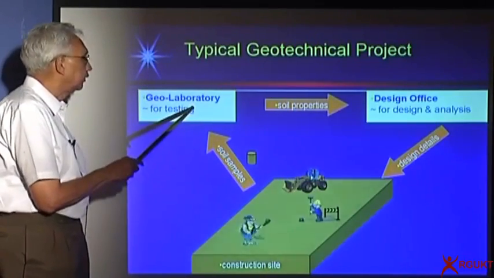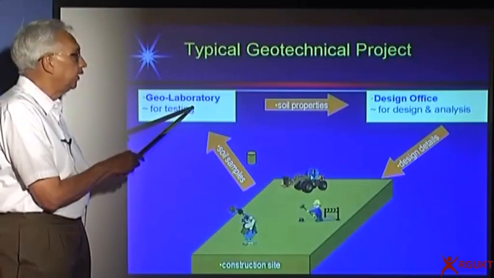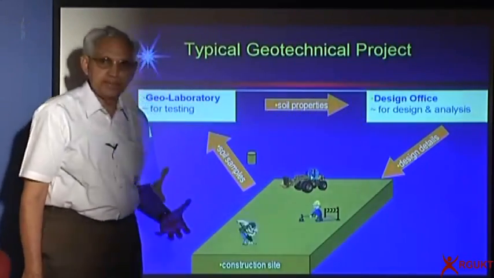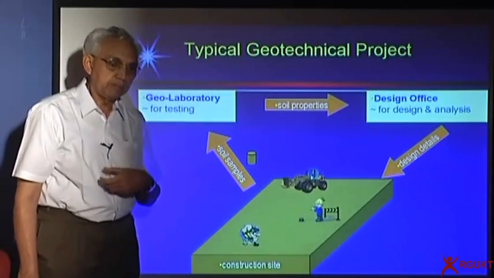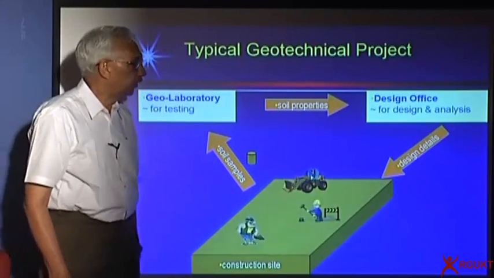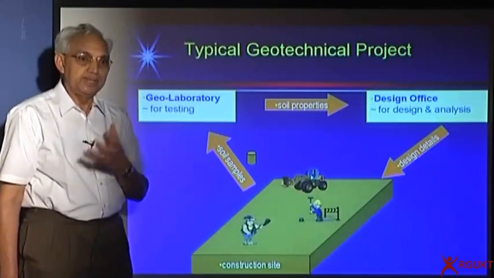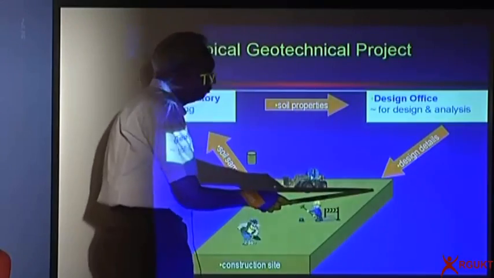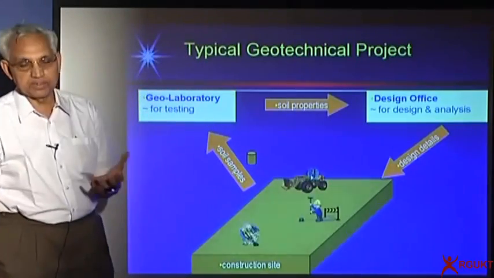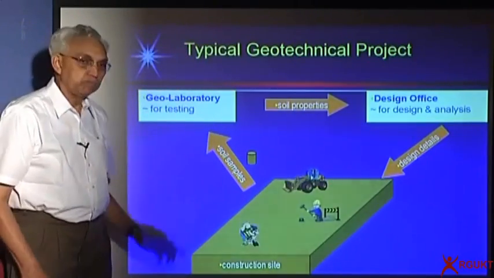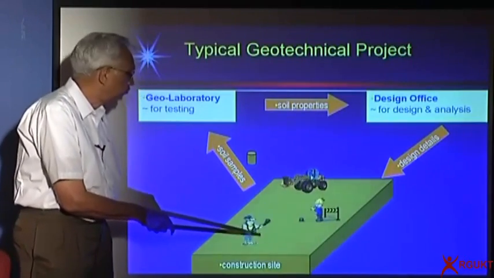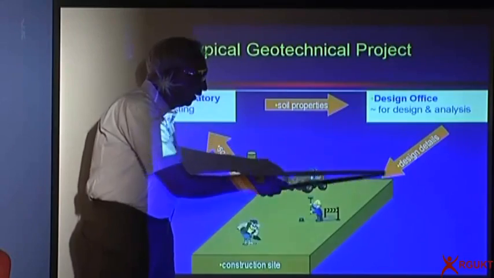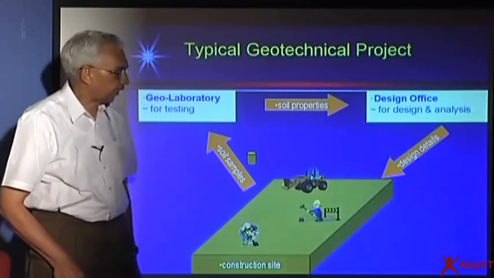Once you find out the properties in the laboratory, we pass them on to the design office for design and analysis. So once you give the properties, a structural engineer, a geotechnical engineer will give you the design for the structure. And once the design is given, we come back to the site and we construct the structure. So please remember, it starts with the site, goes to the laboratory, does certain amount of analysis, and comes back for construction at the site.